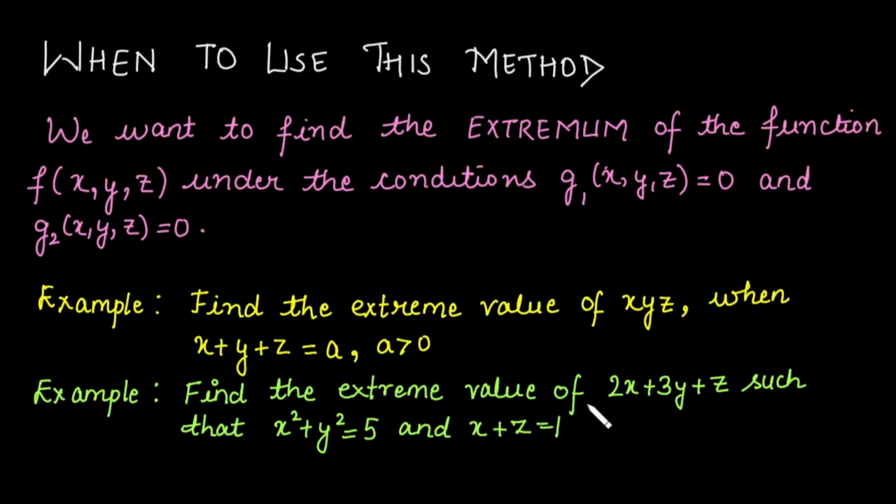Or we need to find the extreme value of the function 2x plus 3y plus z under the conditions that x square plus y square is equal to 5 and x plus z is equal to 1. Moreover, observe that in both examples, whenever the condition is defined, it always contains an equality sign. In the first case, equality is over here, and this statement is a condition for this function. Similarly, in this case, equality is involved in two equations. It means these are the two conditions imposed on the variables x, y, and z.